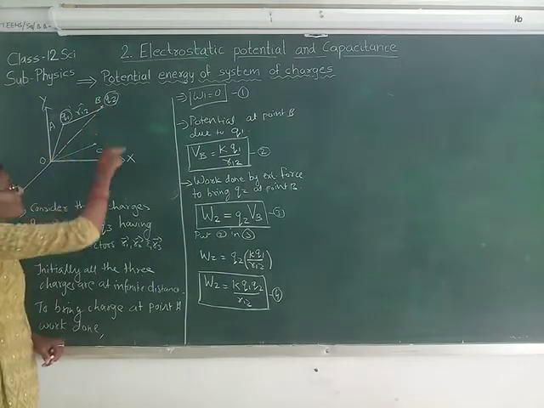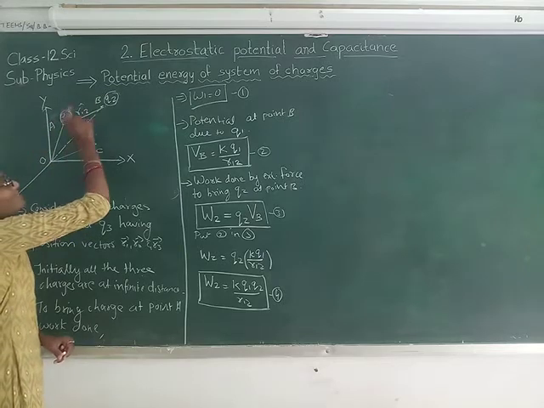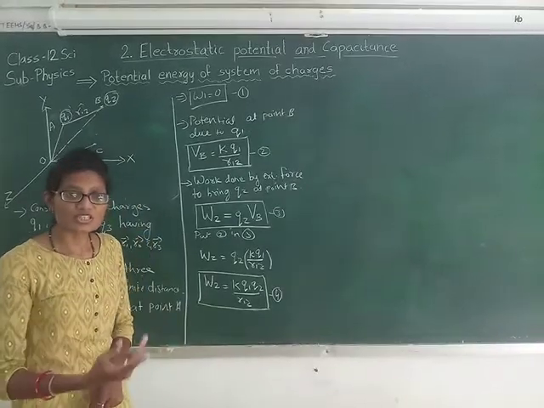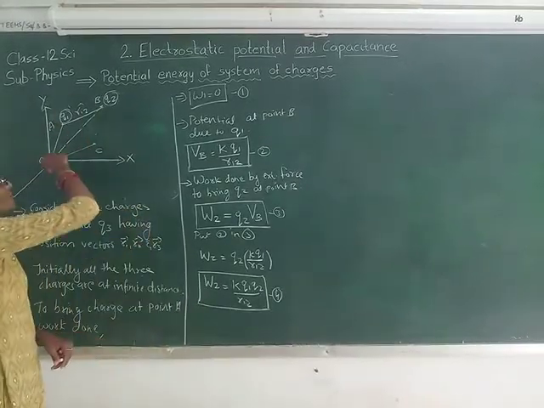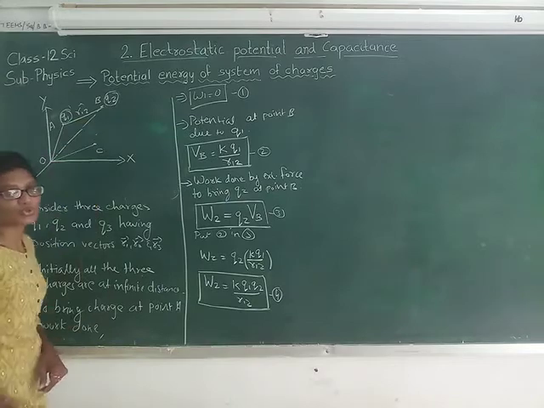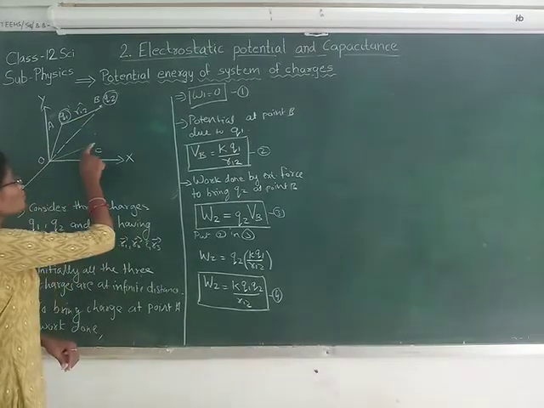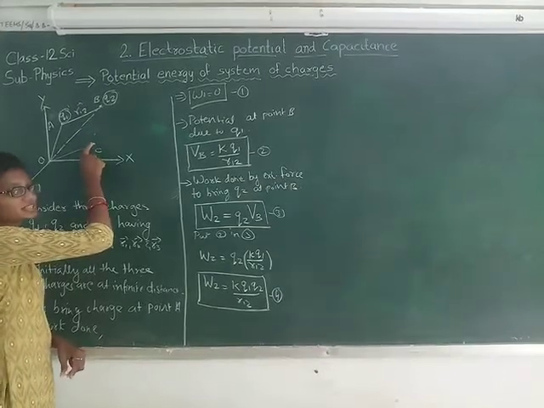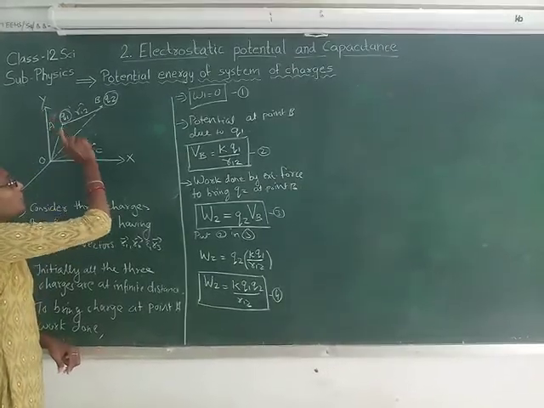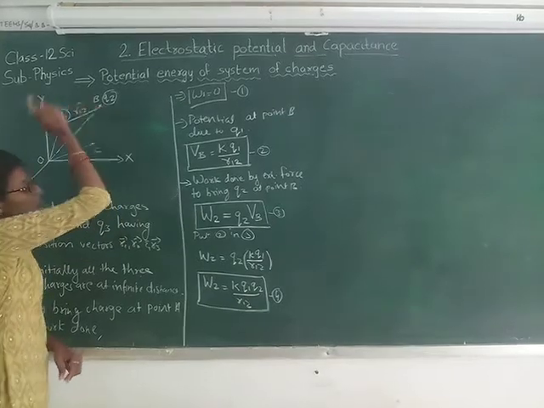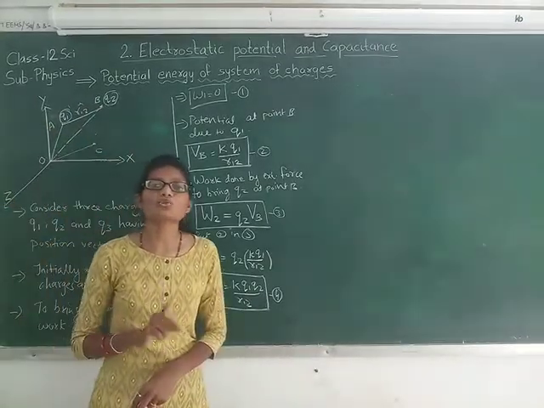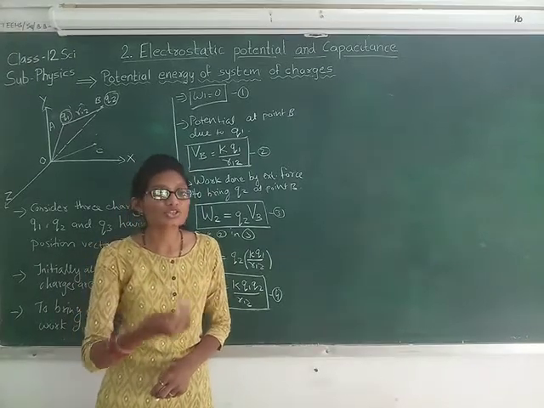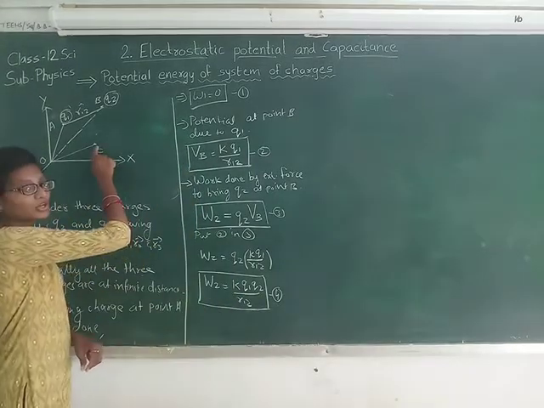So now the electric field is generated due to these two charges. Because we have a system of two charges, the electric field is generated by the system of two charges Q1 and Q2. So the potential at this point will be what? Potential at this point C due to Q1 and potential at this point C due to Q2 will be the summation of the two. Because here we need to bring the charge Q3 at this point, right?